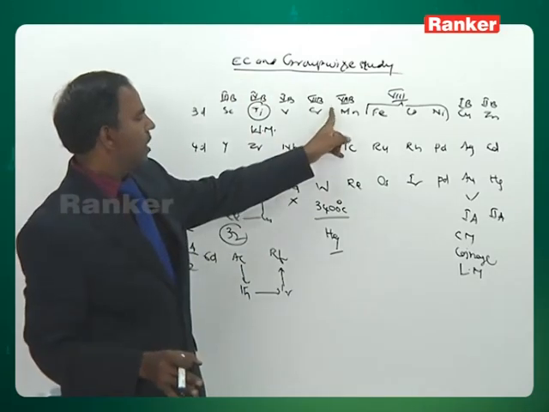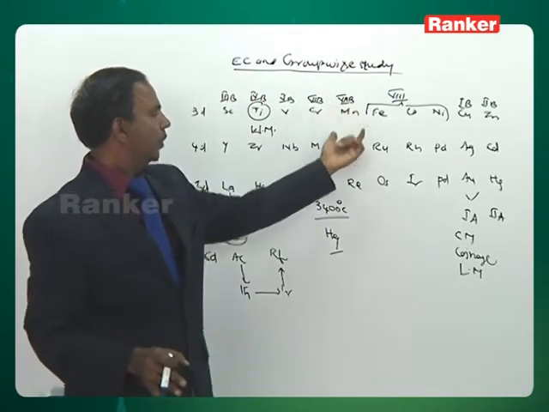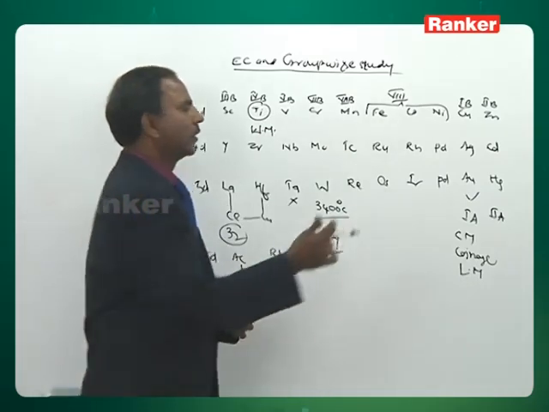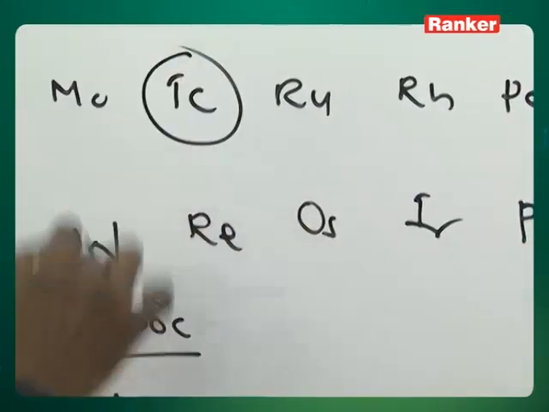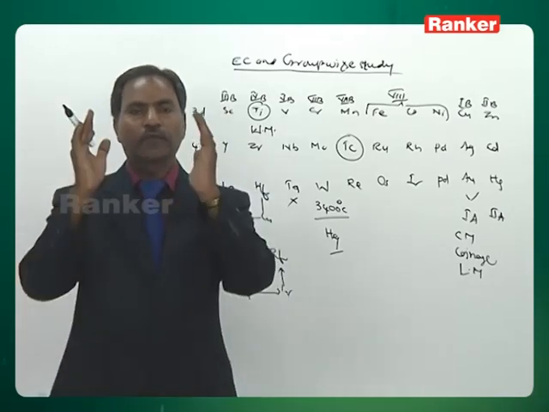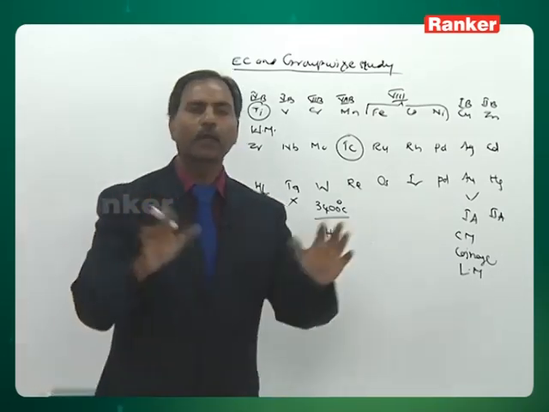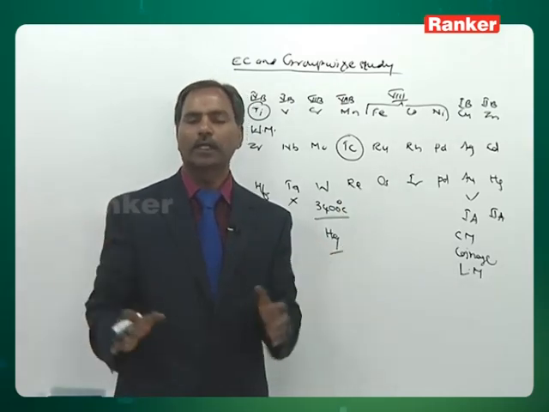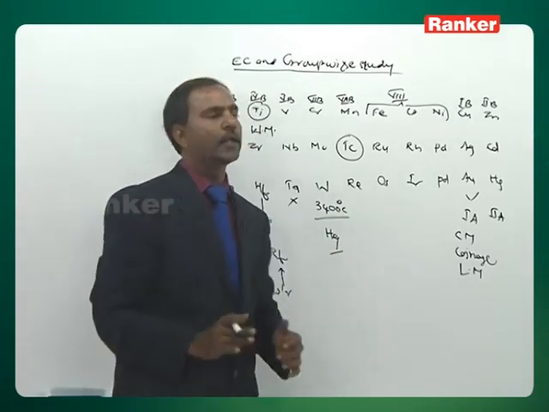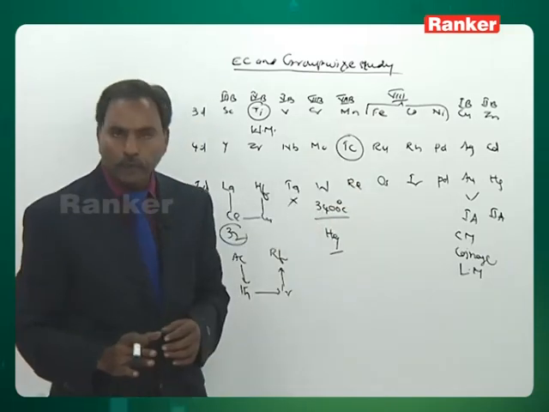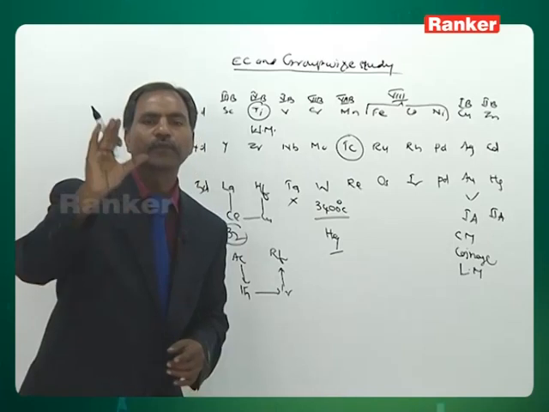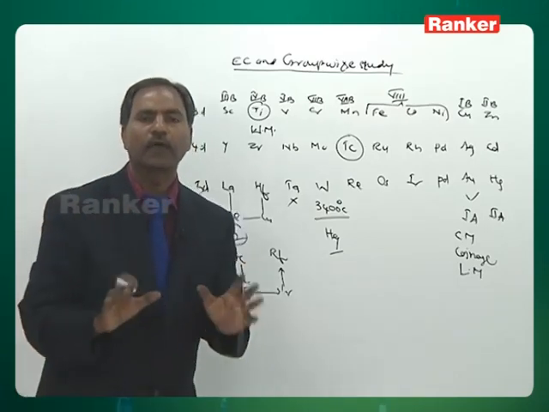Next, coming to the next point. Come to the seventh B group of elements. In this seventh B group, remember that technetium is the first man-made element. Among all the elements till now, many synthetic elements exist. The first synthetic element is technetium. Look here, technetium is not naturally available.